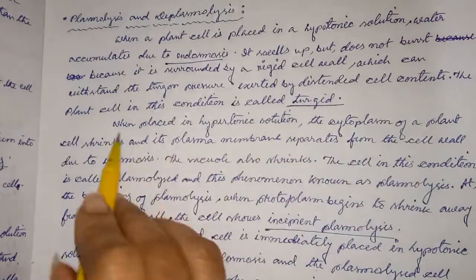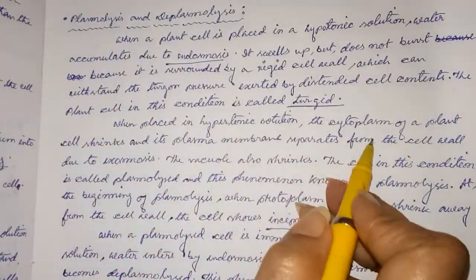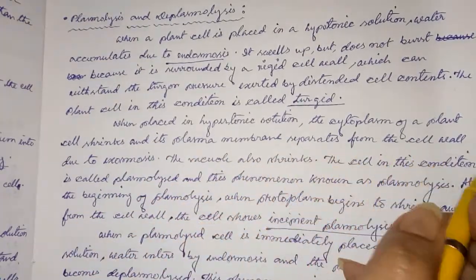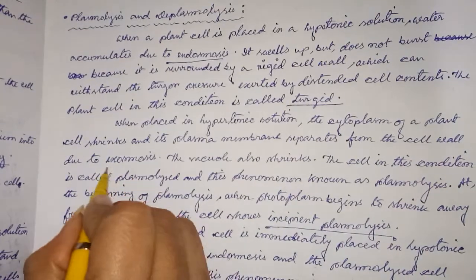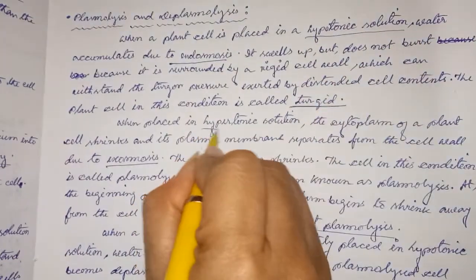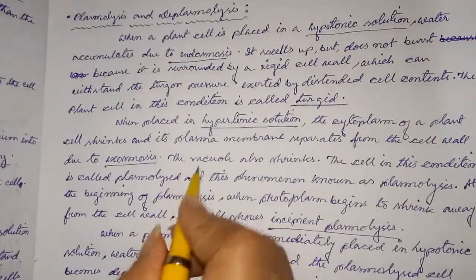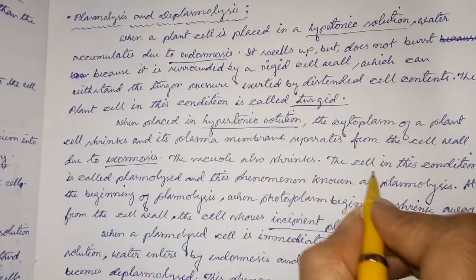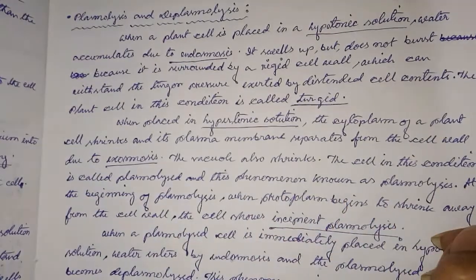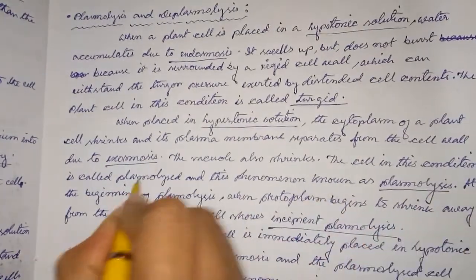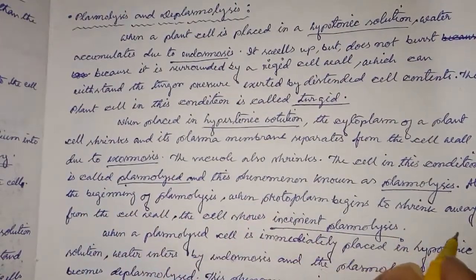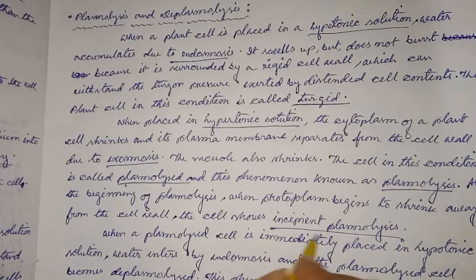When placed in a hypertonic solution, the cytoplasm of a plant cell shrinks and its plasma membrane separates from the cell wall due to exosmosis. So first condition is in hypotonic solution, second condition in hypertonic solution. Now the vacuole also shrinks. The cell in this condition is called plasmolysed and this phenomenon is known as plasmolysis. At the beginning of plasmolysis, when protoplasm begins to shrink away from the cell wall, the cell shows incipient plasmolysis.